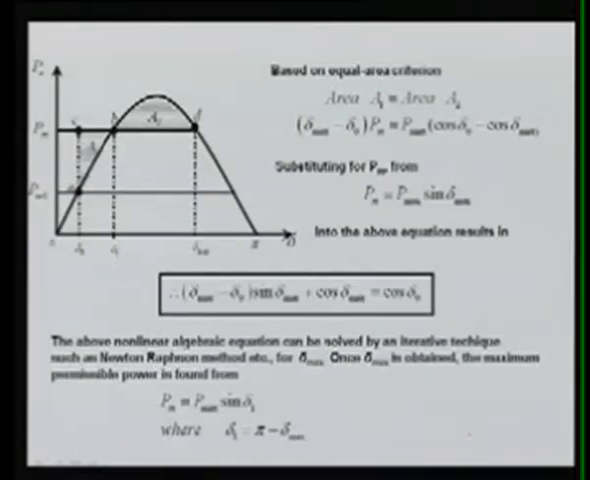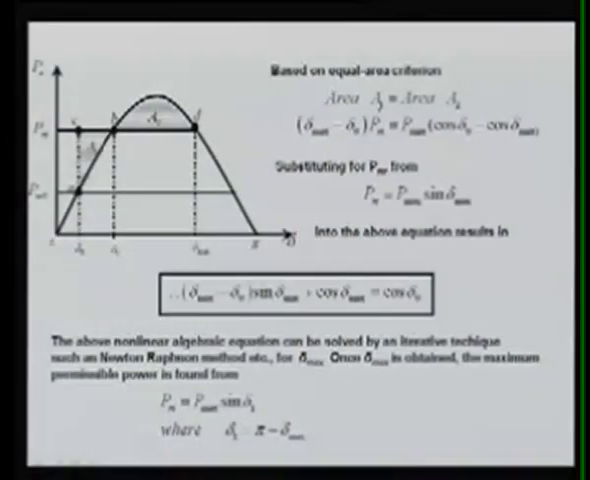So based on the equal area criteria, for the system to be stable, area A2 should be at least equal to area A1. So for maximum PM, area A1 should be equal to area A2, and then from the previous equation, if we equate, we will get this expression.